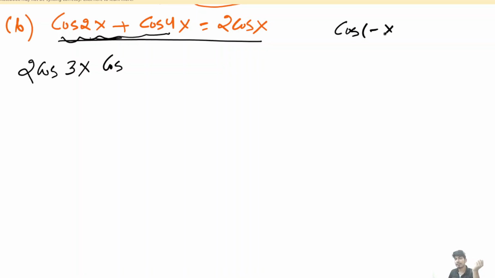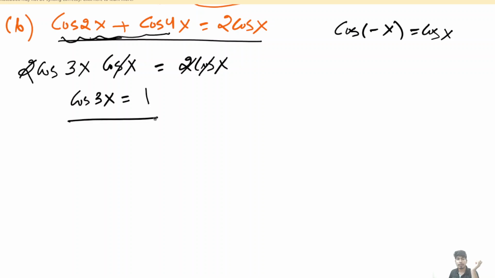Cos of minus x is cos x. Then here cos x is equal to 2 cos x. Then cancel this, and 2 cancels by 2. Then what do we get? We get cos 3x is equal to 1. But remember, x can't be pi by 2, because if x is pi by 2, then we can't cancel cos x by cos x.